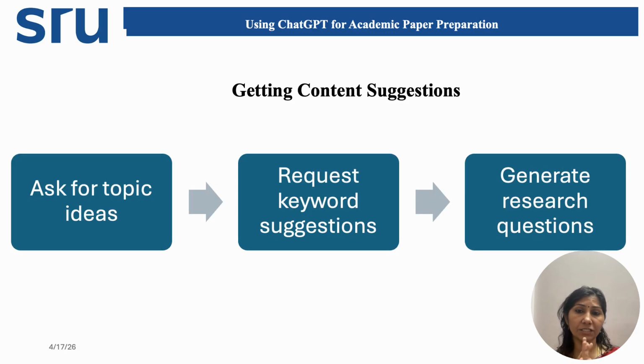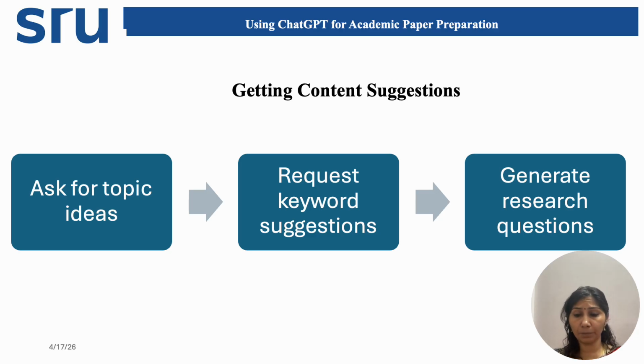You can use ChatGPT to generate topic ideas. It also helps in identifying relevant keywords. It can also generate research questions. This is especially useful during the initial stage of the research. You can ask for topic ideas, you can ask for keywords, and here I want to remind you not to go for referencing by using ChatGPT.